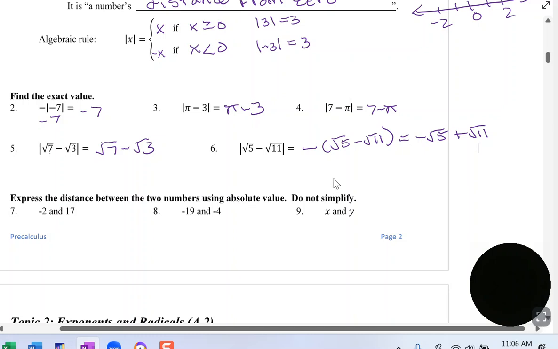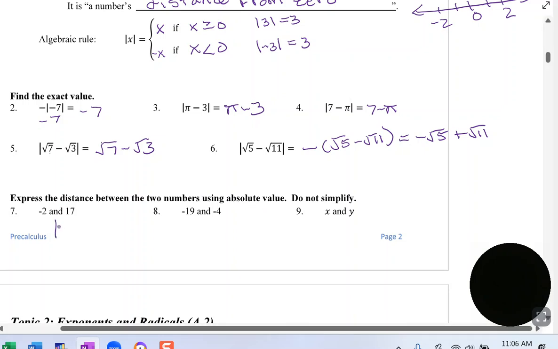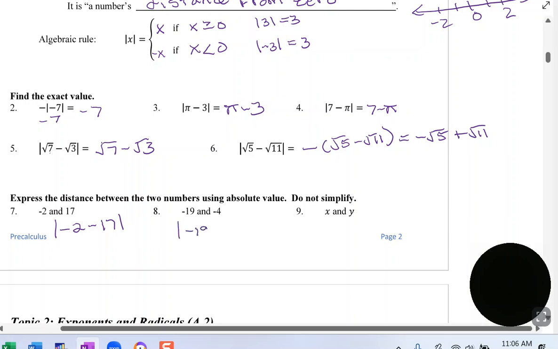So, expressing the distance between two numbers using absolute value, remember distance is a subtraction. So here you just say the absolute value of negative 2 minus 17. Here it's the absolute value of negative 19 minus negative 4. You do not need to simplify. So basically you just take the absolute value of the difference. That's how you express distance.